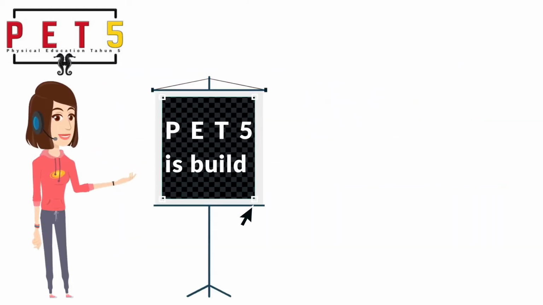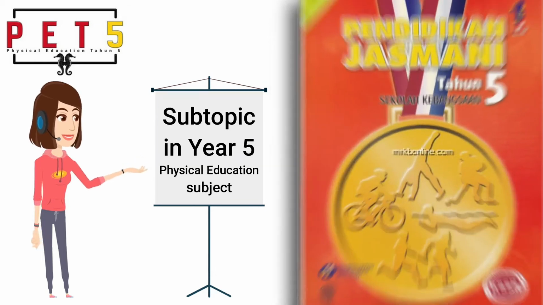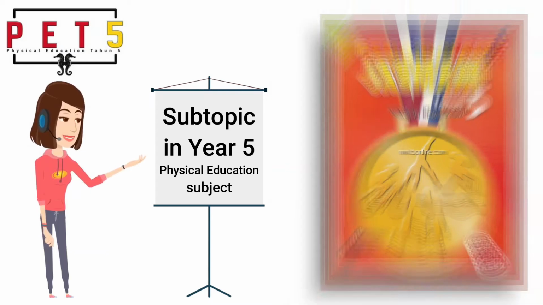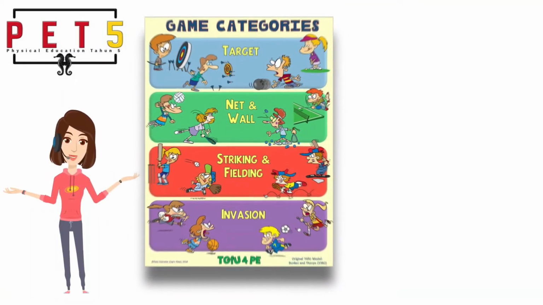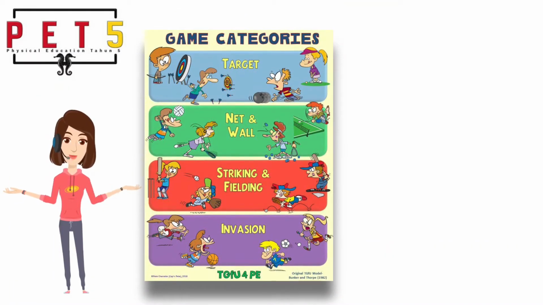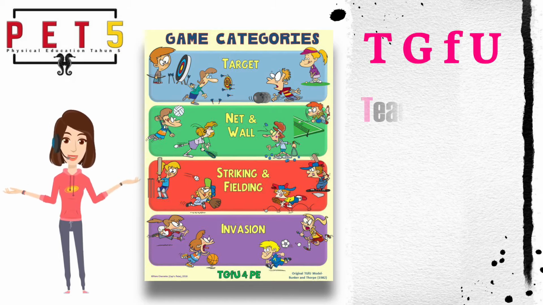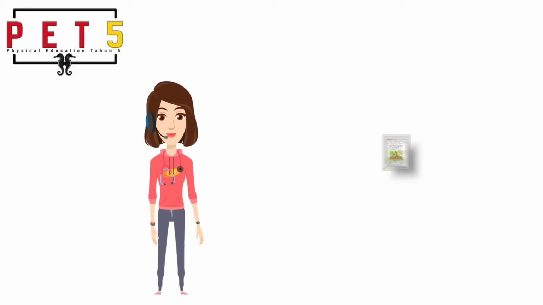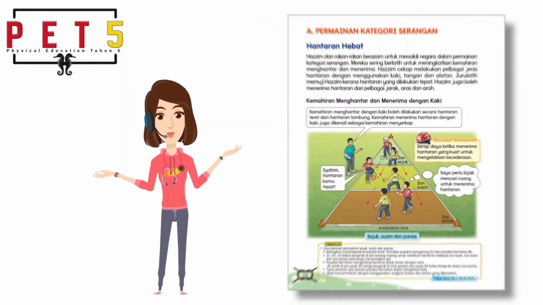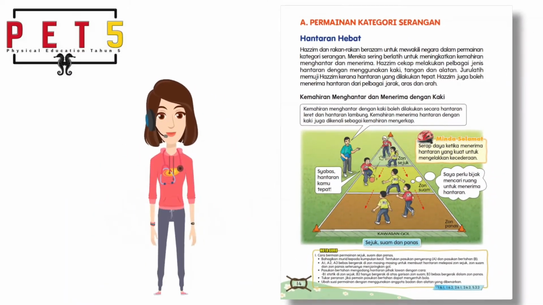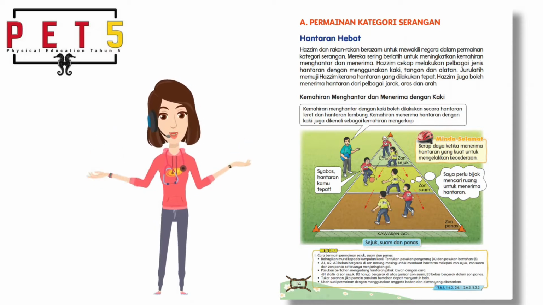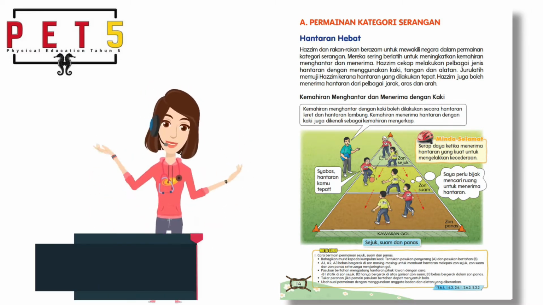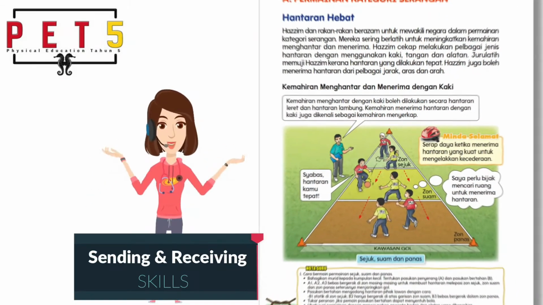PET5 is built according to a subtopic in Year 5 Physical Education subject. It is developed based on TGFU approach that stands for Teaching Games for Understanding. The main content is based on one of the subtopics in Year 5 Physical Education subject, which is the skills of sending and receiving.